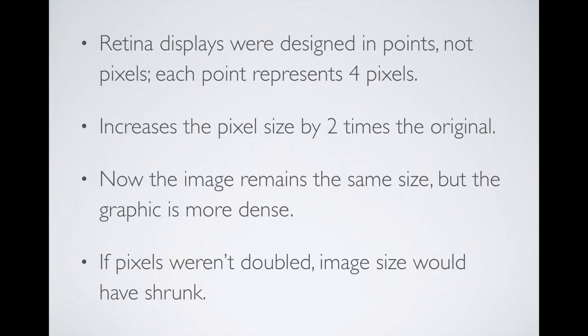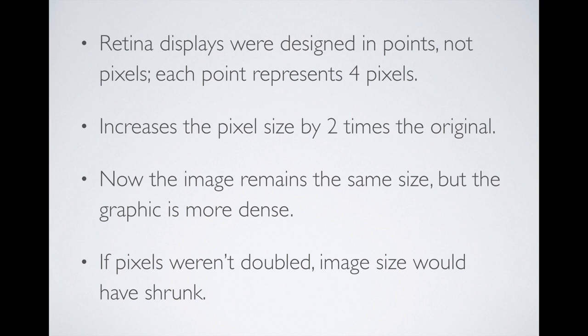Retina displays were designed in points, not pixels, meaning that each point represents 4 pixels. I think it was the 4S when they started introducing the Retina display, and that's when Apple started changing how they measured their displays. This increases the pixel size by 2 times the original amount. So when the image remains the same size, the graphic becomes more dense.